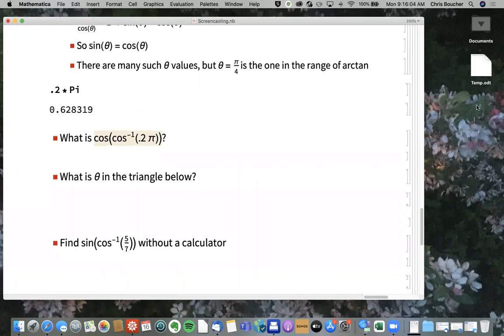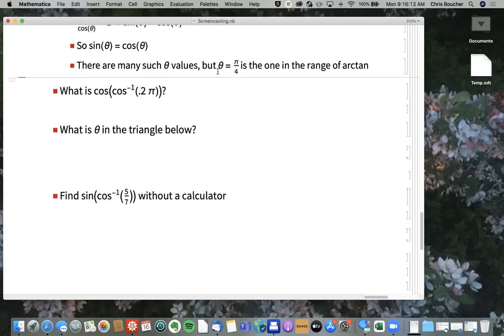Okay, so the answer to that question as it was typed would be it's not defined, because you can't take the cosine inverse of 0.8 pi. It's out of range. However, we've changed the problem now. 0.2 pi is in the domain of the cosine inverse function.